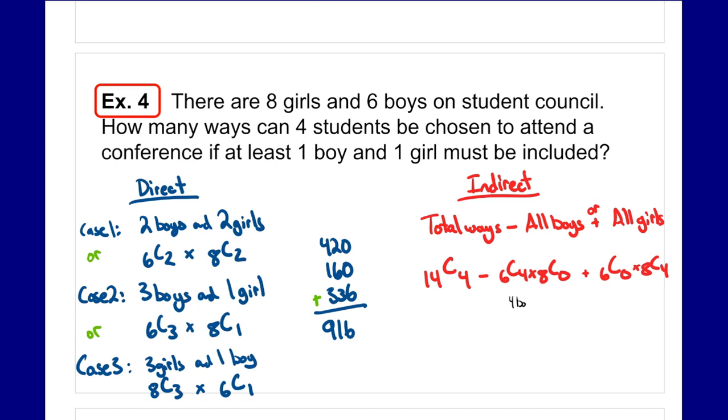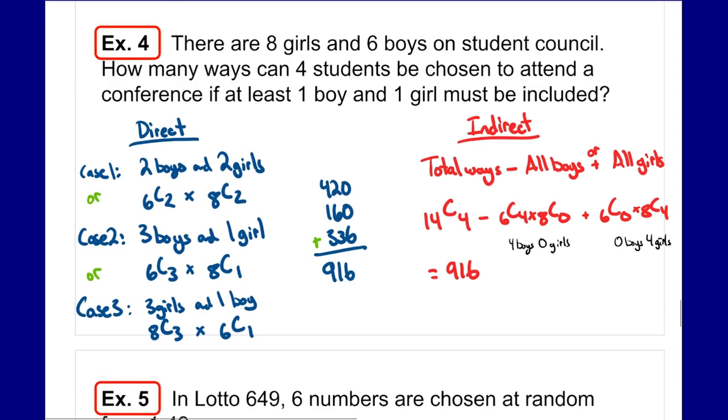So 4 boys, 0 girls. And this is 0 boys, 4 girls. And if you did it the indirect way, you would also get 916. So again, different ways you can think of these scenarios, right? Direct or indirect.